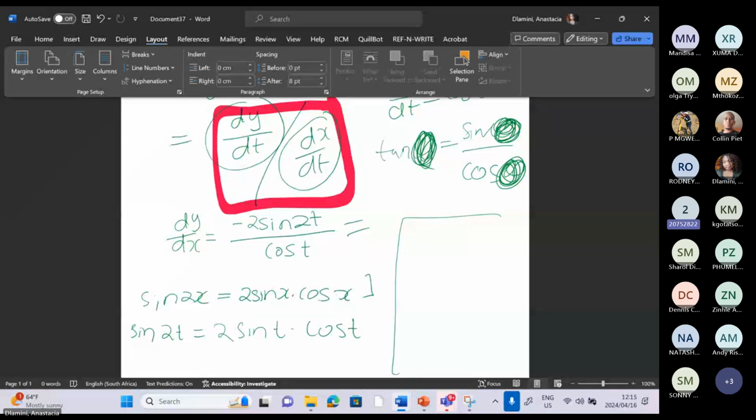Okay. Thank you, ma'am. I get your point now. Thank you very much. So meaning that we are going to use those identities here. So this is equals to minus 2 sine, sorry, not minus 2, what am I saying?